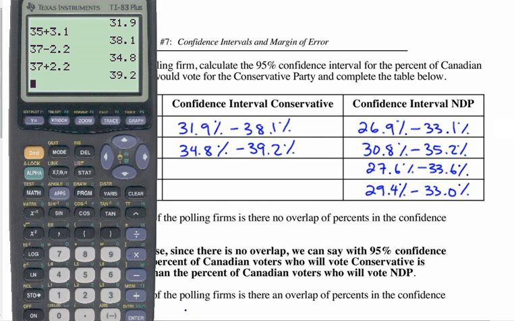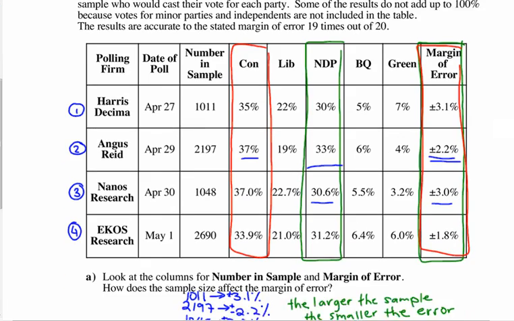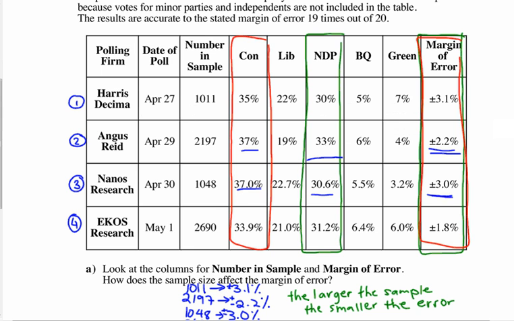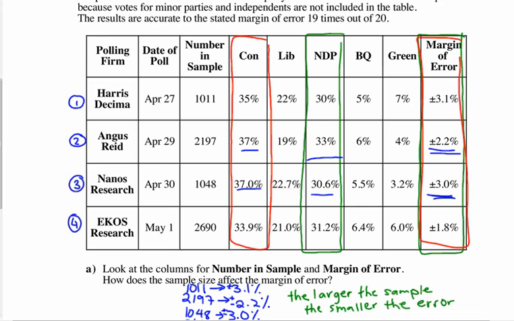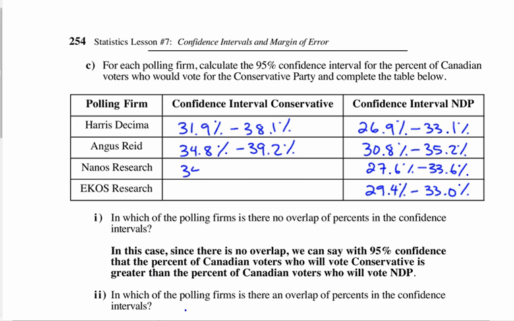Okay, Nanos. Now we're looking at 37 and our error of 3. So 37% minus 3 and 37 plus 3. So this one's easy. Between 34 and 40% will vote Conservative. 34% and 40%.